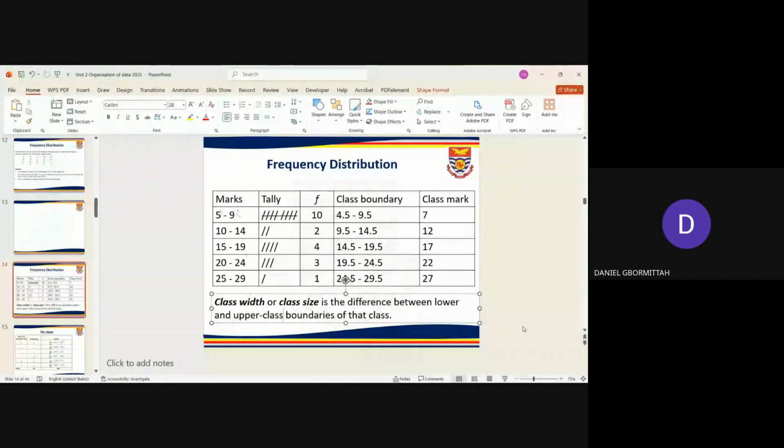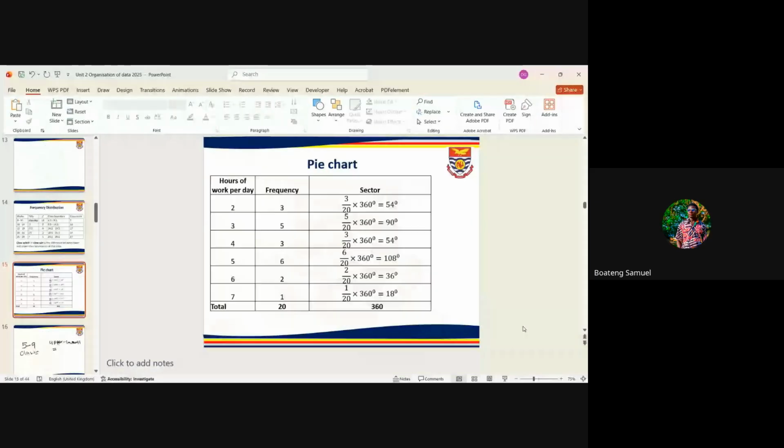Okay. The interval, so 5 to 9. I add a 5 and then add to 9. 5 plus 9 giving me 14, divided by 2, giving me 7 to get a class mark. Is it the consensus of the class? Yes, sir. Okay.